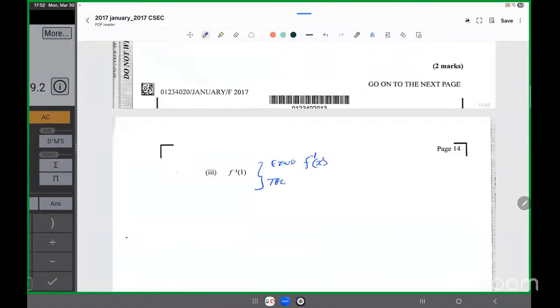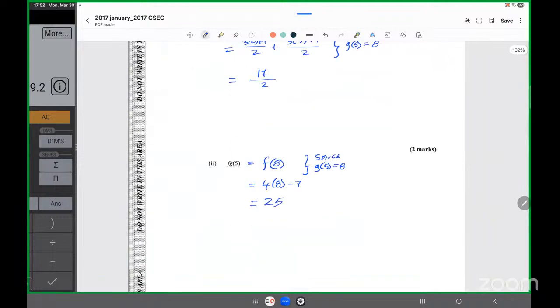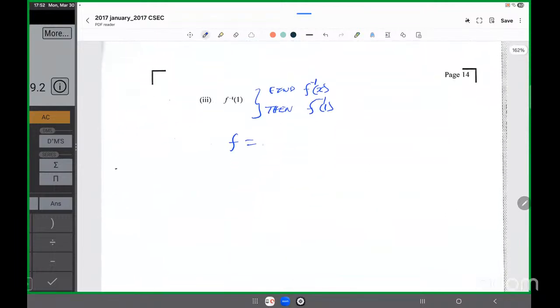Then we'll do f to the minus 1 of the 1. That's what we're going to do, right? So we're going to start with f equal. What was f again? F was 4x minus 7, right? F is 4x minus 7. I'm going to inverse it. And the x becomes 4 times f to the minus 1 minus 7.